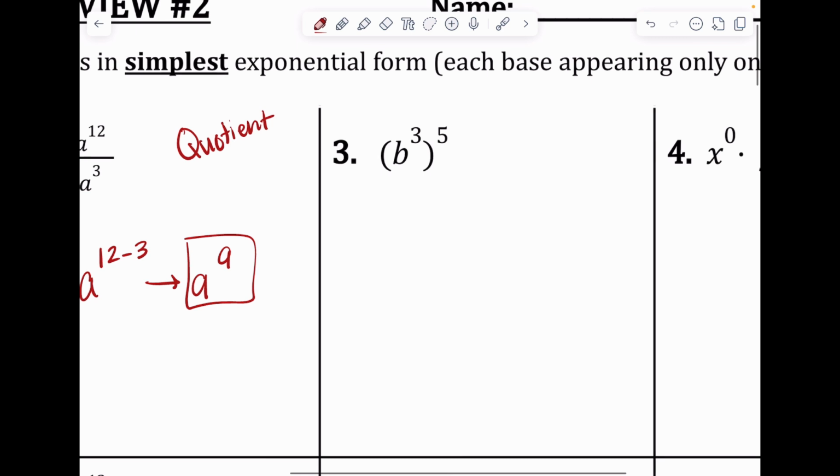My number 3, this is your power rule because you have power to power. So when you have power to power, you're just multiplying. So 3 times 5 is 15. So I have the base of 15.